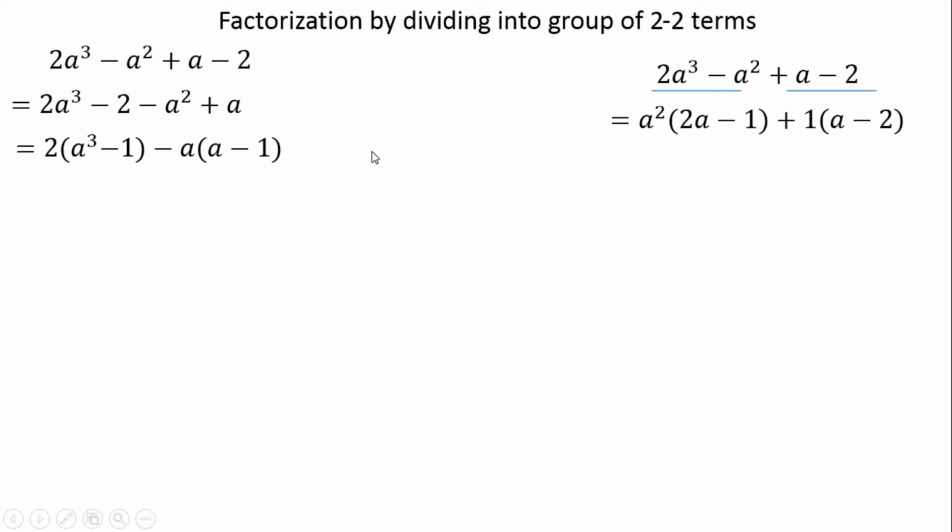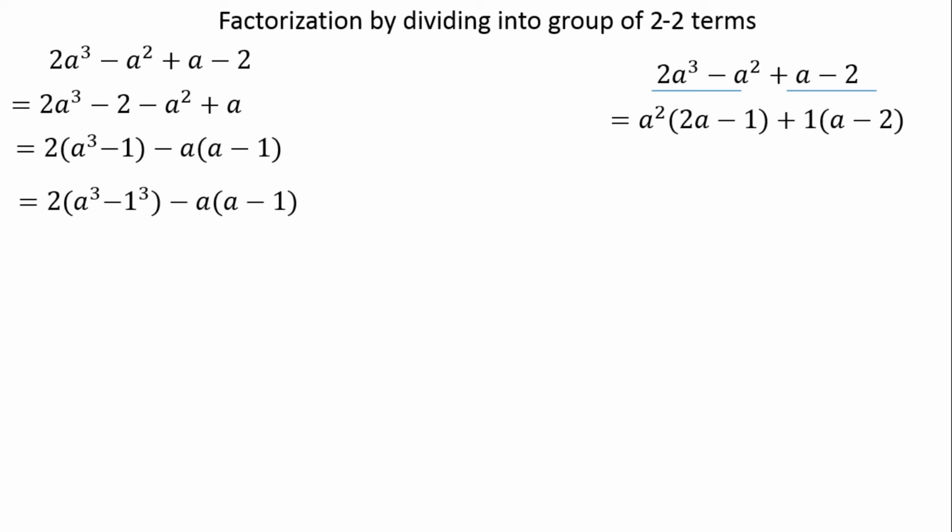As we know that it can be converted into a cube minus b cube, and if we use the formula, then we will get a minus 1 in the next step. So we have to think like this: if the bracket values are not the same, then further by using the formula we can convert them into the same expression.